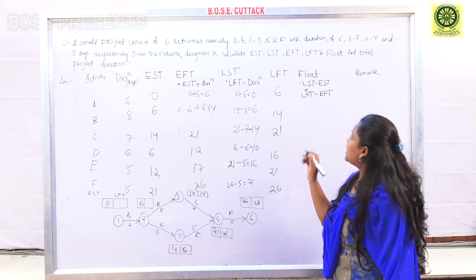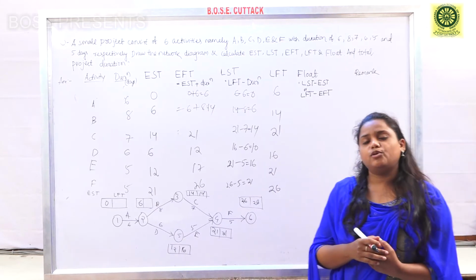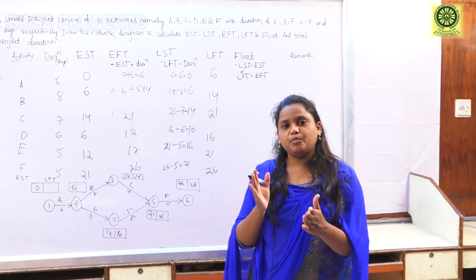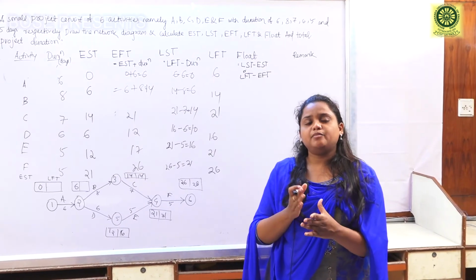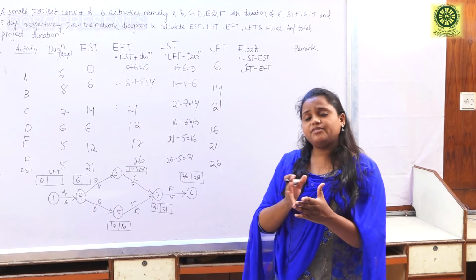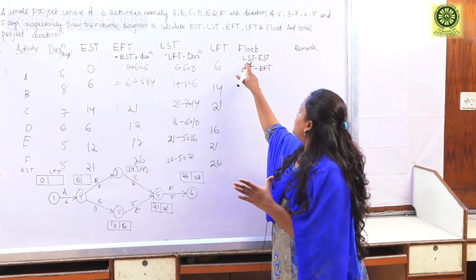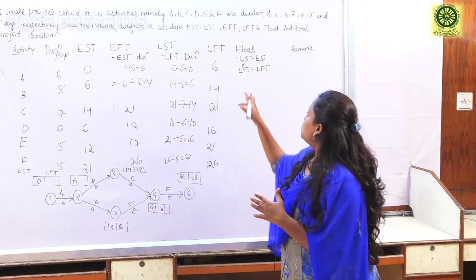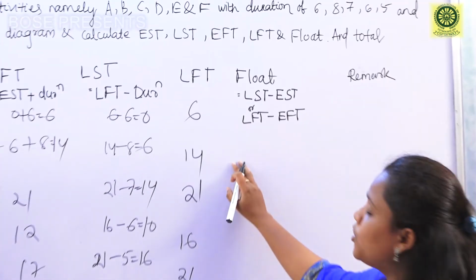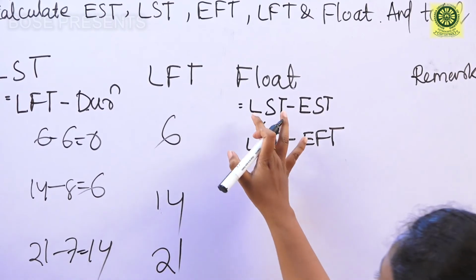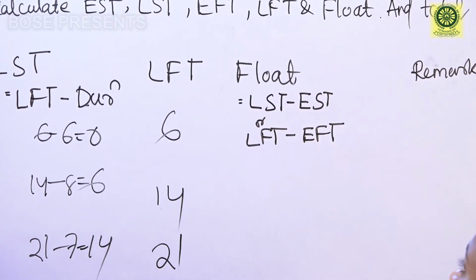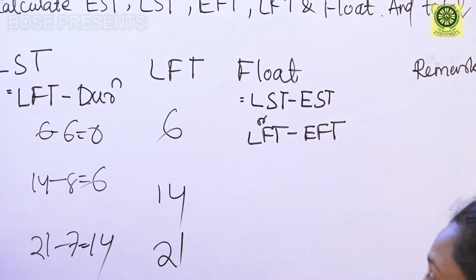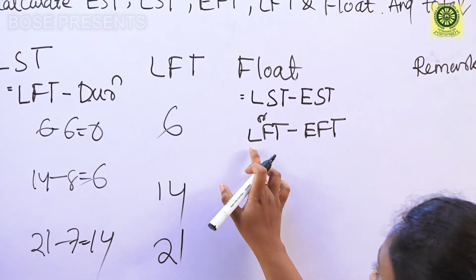So how do we calculate float? What is float? Float is the time difference between your starting time and your finishing time. So what is the formula? The formula for float is latest start time minus earliest start time, or you can calculate it by latest finish time minus earliest finish time.